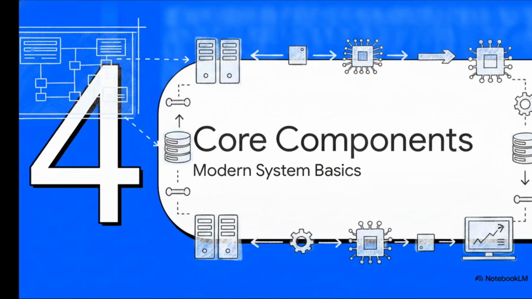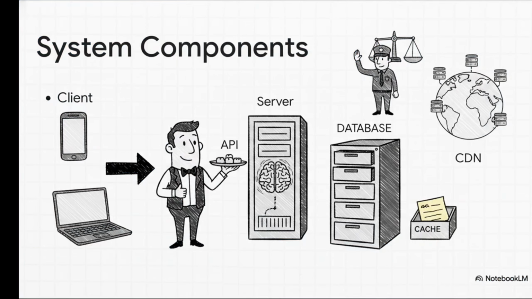Section 4, core system components, modern system basics. Zooming in from that macro blueprint, every modern system basically relies on a specific cast of characters. The client, that's you, making a request from your phone or browser. The server is the brain processing it. Think of the API as the waiter delivering your request to that server.